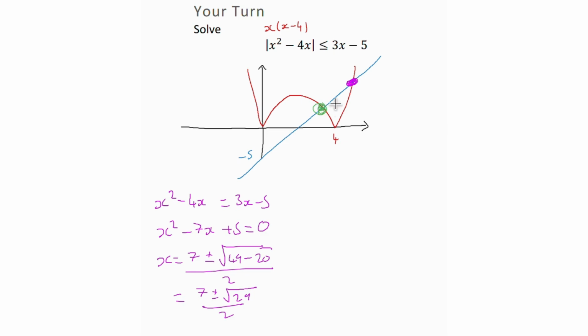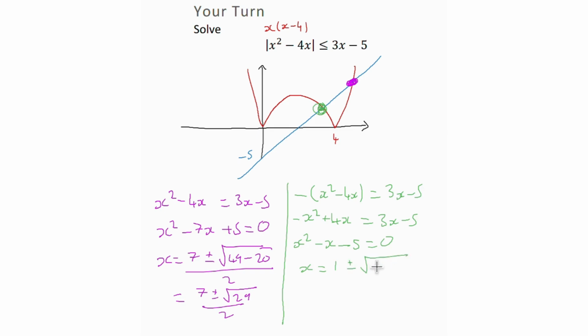Now we're going to find this one, which is when the negative quadratic, so that's minus x squared minus 4x, is equal to 3x minus 5. So minus x squared plus 4x is equal to 3x minus 5. x squared minus x minus 5 equals 0. And again, we need to use the quadratic formula. x is 1 plus or minus the square root of 1 plus 20 over 2, which is 1 plus or minus the square root of 21 over 2.